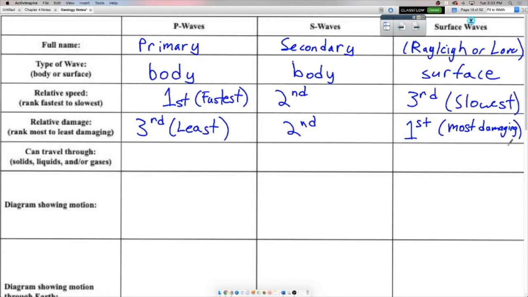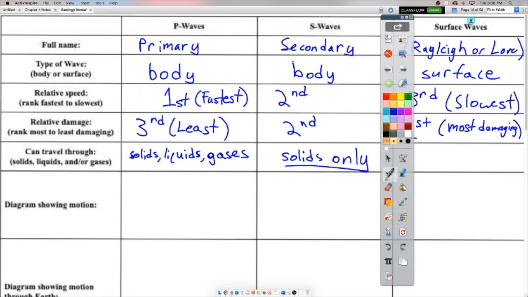Okay, what can they travel through? Well, P waves can travel through all three. Okay, S waves, remember, cannot travel through liquids or gases. They can travel through solids only. We can think of the S as standing for that. S for solids only. Okay, so surface waves can travel through solids or liquids, but remember, they can only do that along the surface. They can't go through the earth.